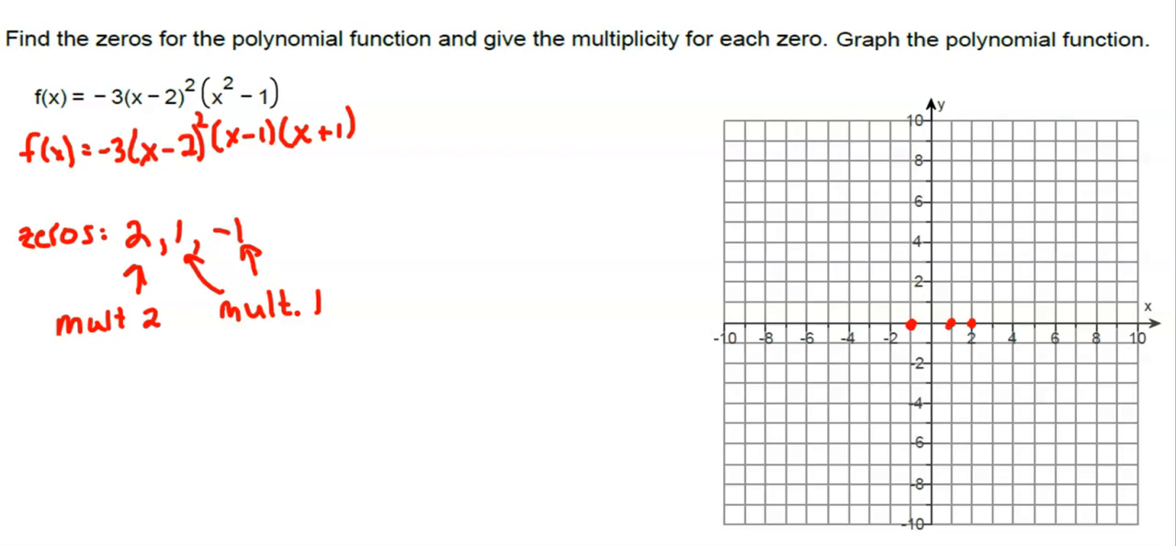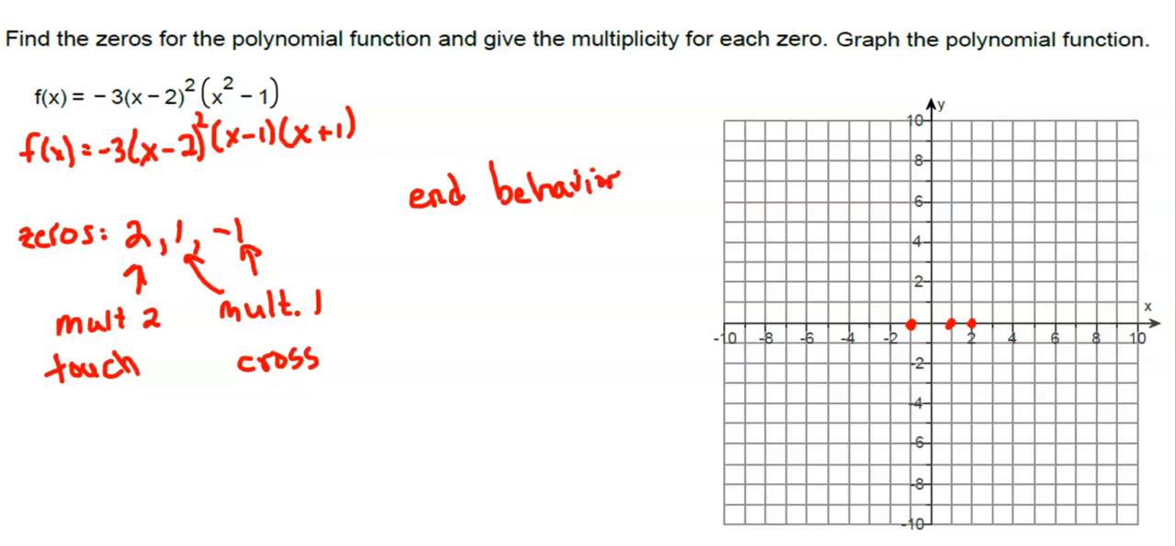If we have a 0 with an even multiplicity, that tells us that's a place where our function's going to just touch the x-axis. So at 2, we know there's a touch, and then our graph's going to bounce up and go back the way it came. If we have an odd multiplicity, we know that our function's going to cross the x-axis there. So we have two places where it'll cross, at 1 and at -1. Finally, let's look at end behavior in order to get a sketch of our graph.